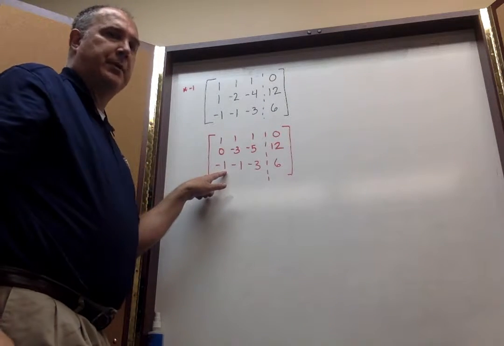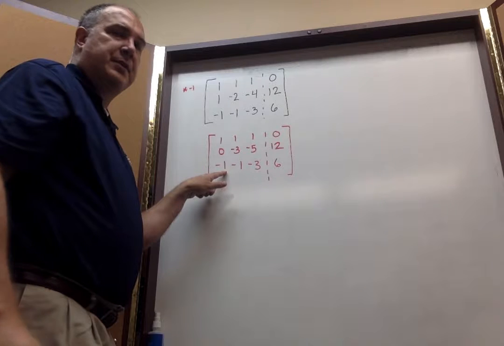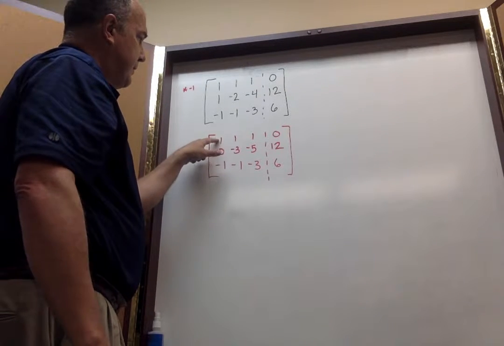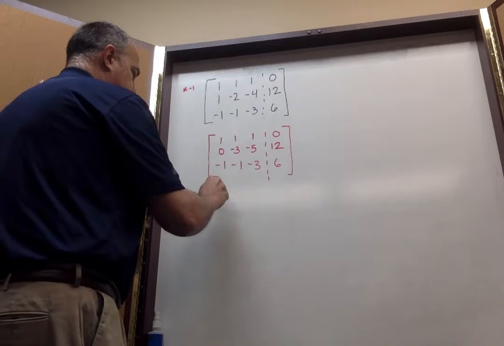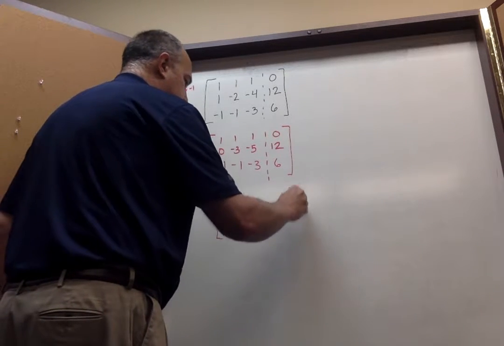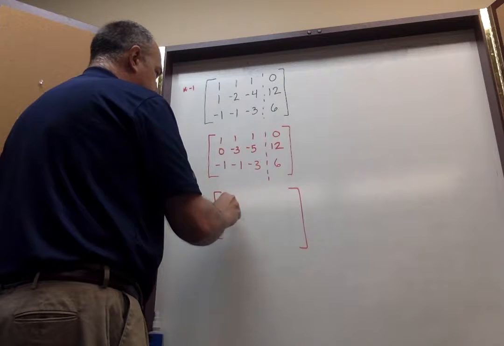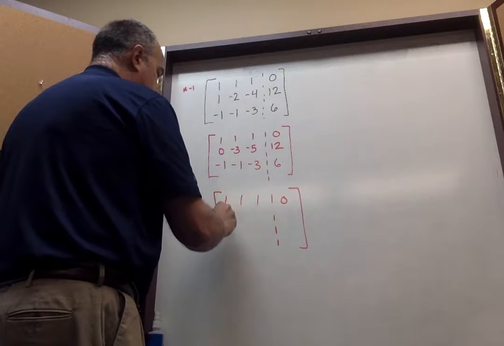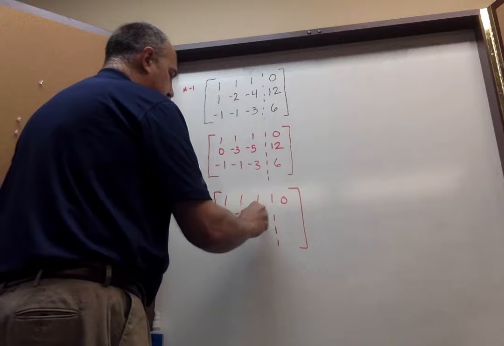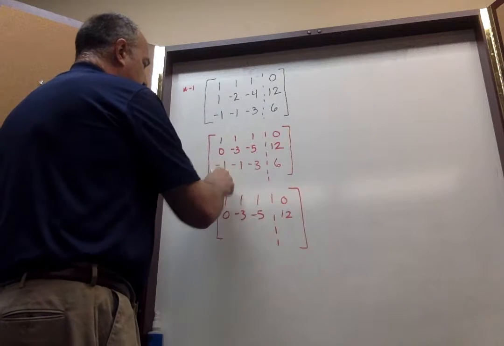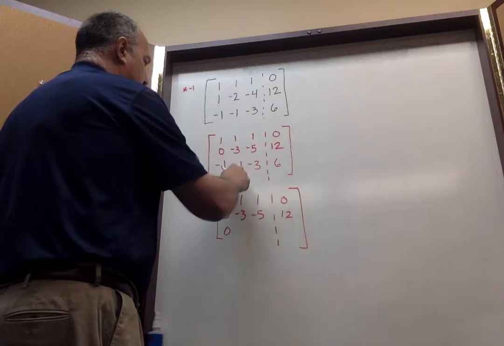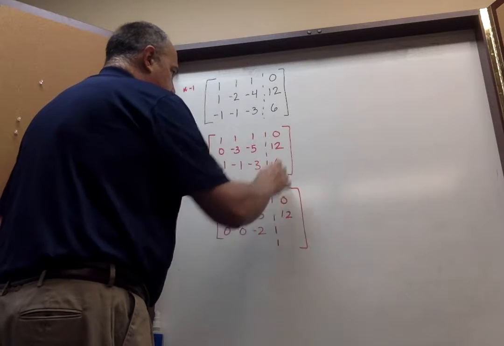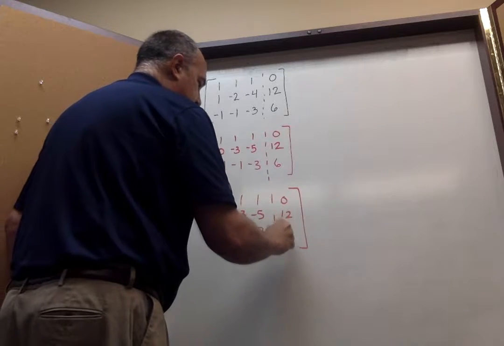Next step is we want to get a 0 here. And we can do that simply by adding the first row to the last row, because 1 and -1 will give us 0. So let's go ahead and do that. And so our first row stays the same. Our second row stays the same. In our third row, 1 and -1 is 0. 1 and -1 is 0. 1 and -3 is -2, and 0 and 6 is 6.